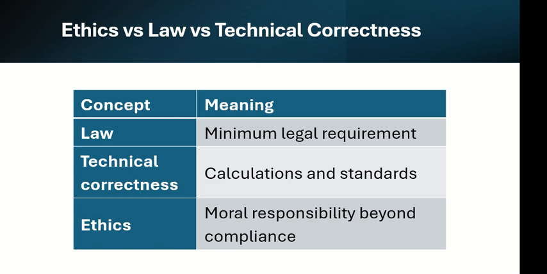So ethics versus law and versus technical correctness. Law, as we have mentioned earlier, gives you the minimum requirement. Technical correctness means that you are following the standards and you are doing the calculations properly. There is no mistake in your calculations. The technical correctness is what gives you full marks in the exam. Engineering exams: my calculations have no mistake, I followed all the assumptions properly, the equations properly, everything is done, and you are good. So this is technical correctness.